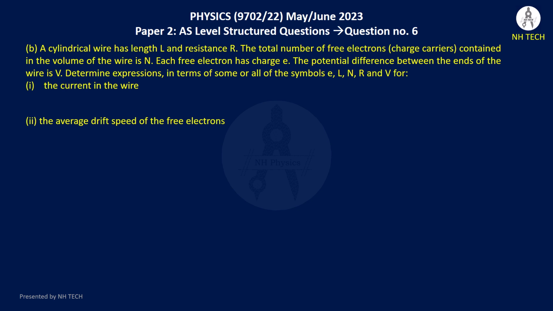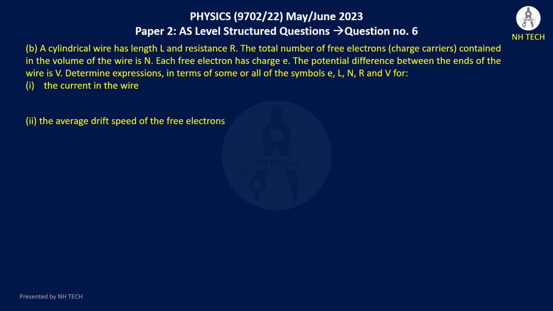This paper is of May-June 2023, Paper 2, Question number 6, Part B. A cylindrical wire has length L and resistance R. The total number of free electrons contained in the volume of the wire is N. Each free electron has charge E. The potential difference between the ends of the wire is V. Determine expressions in terms of some or all of the symbols E, L, N, R and V for Part 1.